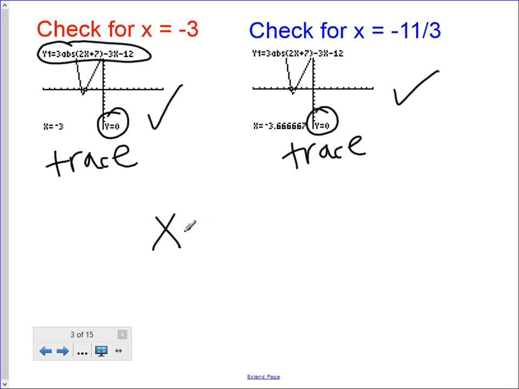So I know that I have two solutions. I have a solution of x equal to negative 3 and a solution of x equal to negative 11 over 3 as my final answer.